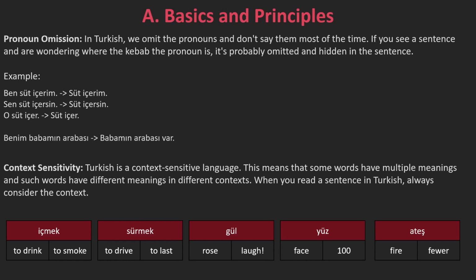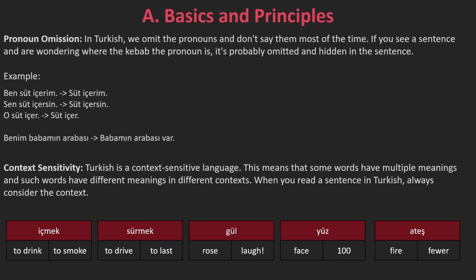So içmek or sürmek or gülmek, as you can see with these examples, they mean completely different things. Like içmek, drink or smoke. So when you want to say I am smoking cigarettes, you need to use the içmek verb, which also can mean I am drinking cigarettes. Or sürmek, while it means to last, as in the lesson lasts for an hour, like a duration, it can also mean driving a car.